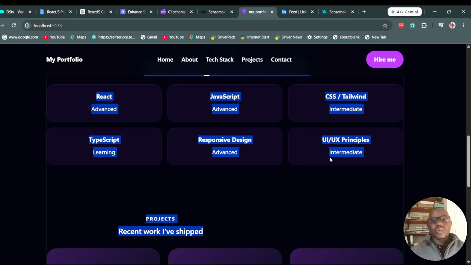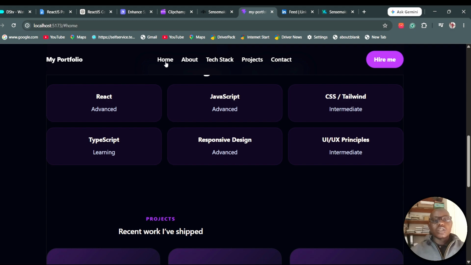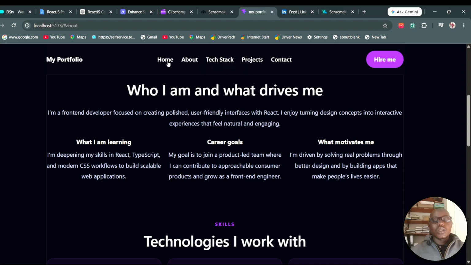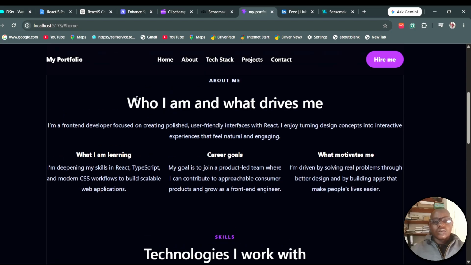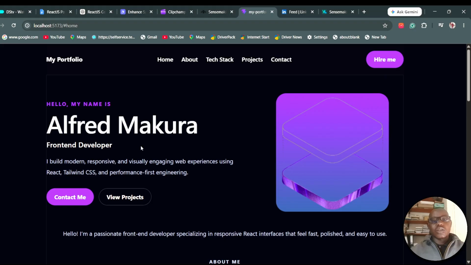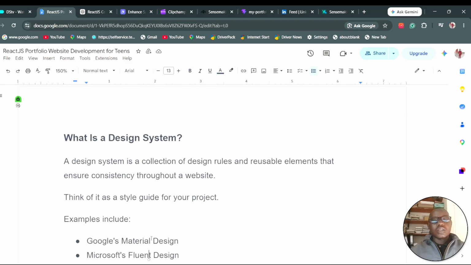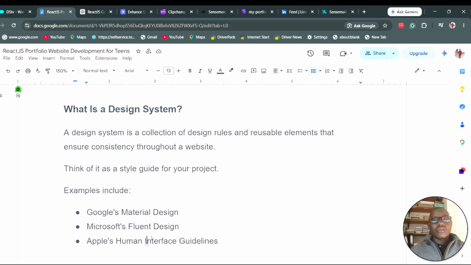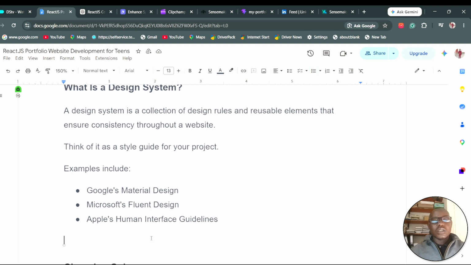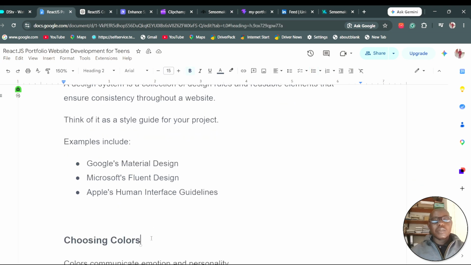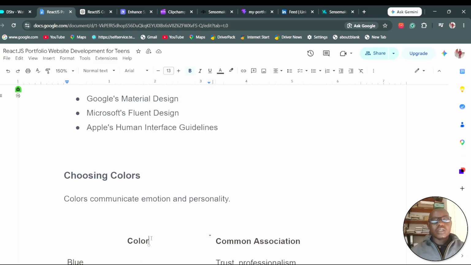When we talk of user experience, we are talking about what we see on the screen, the user interface: what we see on the screen and what we interact with. So let's define it. A design system is a collection of design rules and reusable elements that ensure consistency throughout the website. Think of it as a style guide for your project. Examples include Google's Material Design, Microsoft's Fluent Design, and Apple's Human Interface Guidelines.